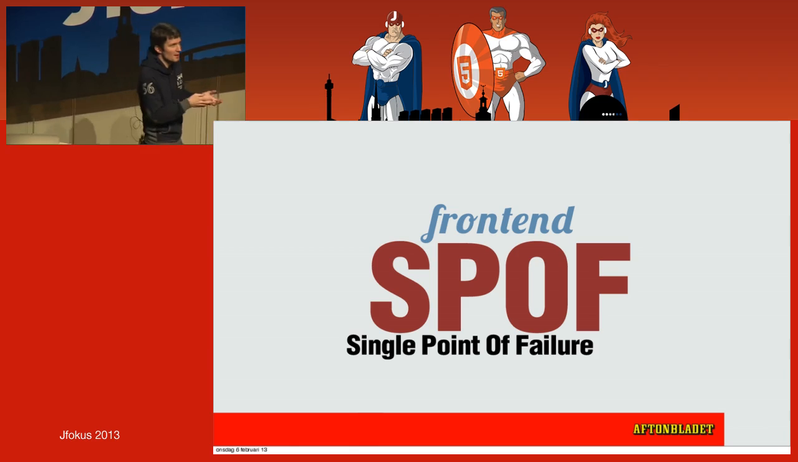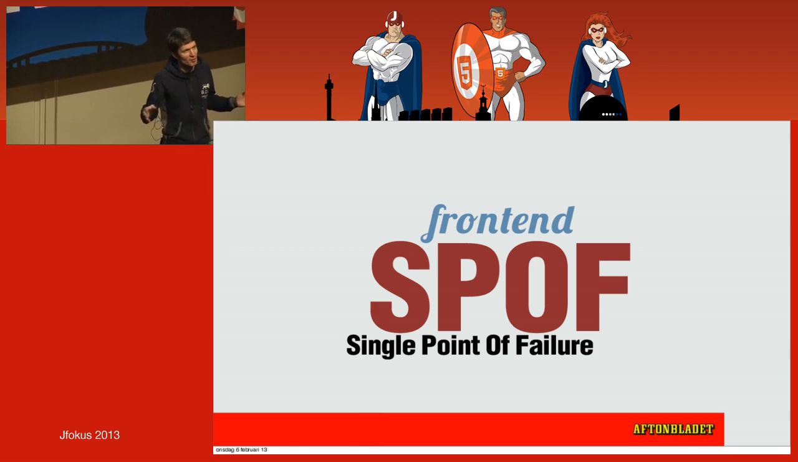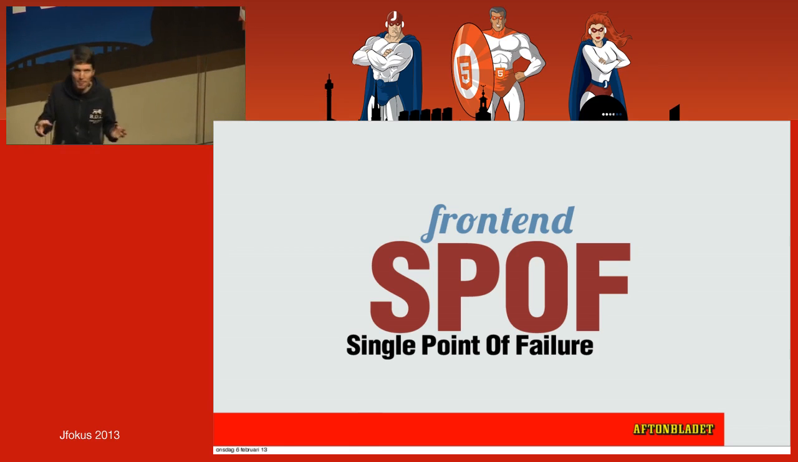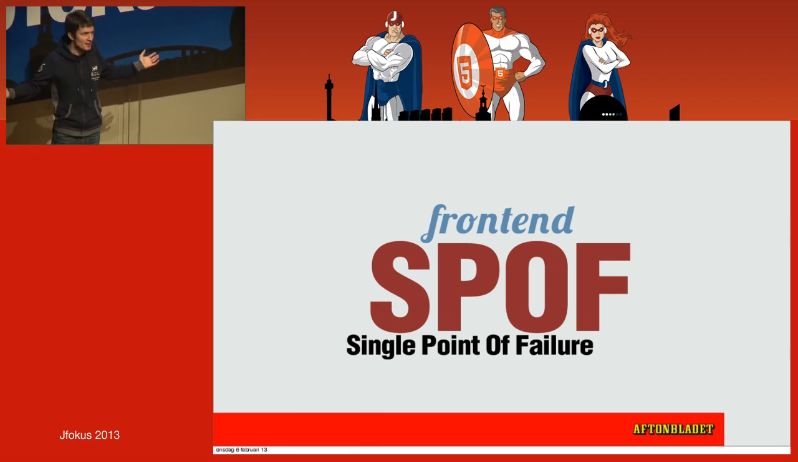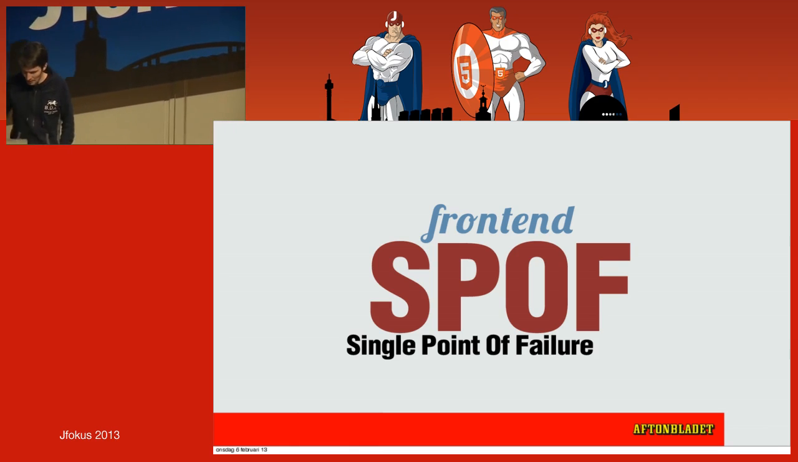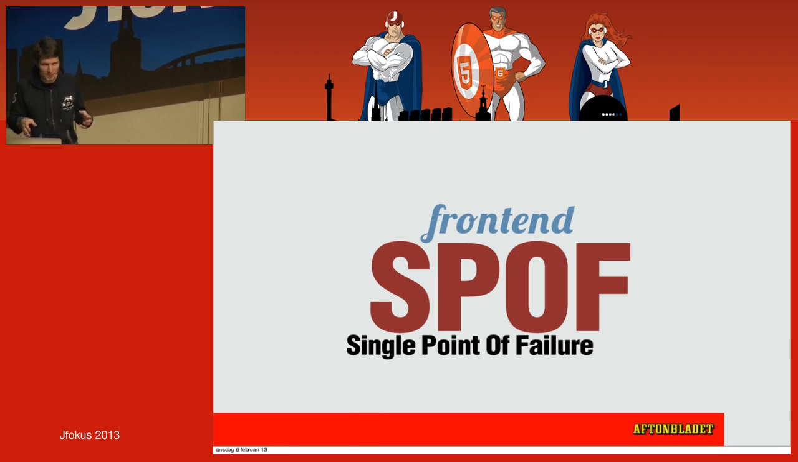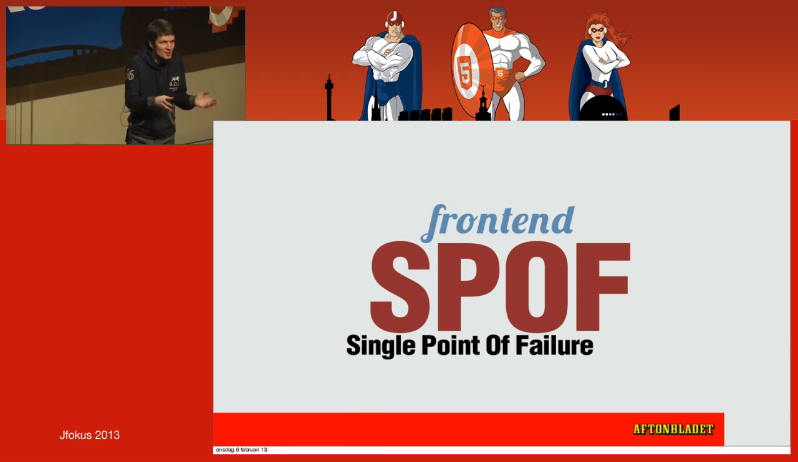So these things that are in the critical path, they're like single points of failure. If something there is slow or has a problem loading, you will block the entire page. And the really problematic thing here is if these are resources that you do not control yourself, like third-party widgets and so on, ads.